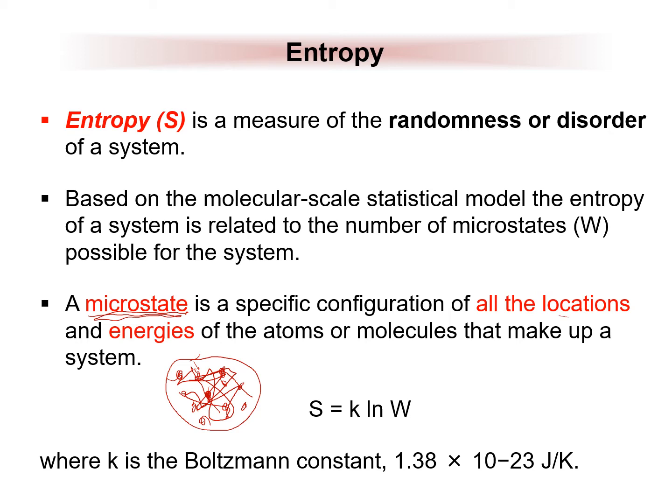So how do you relate microstate to entropy? S equals k ln W. This W is the microstate, and k here is the Boltzmann constant, which is right here. Given the value of the Boltzmann constant, it's a constant term.